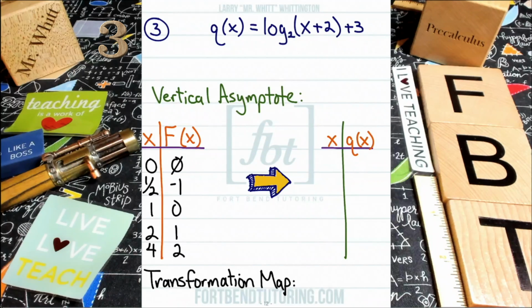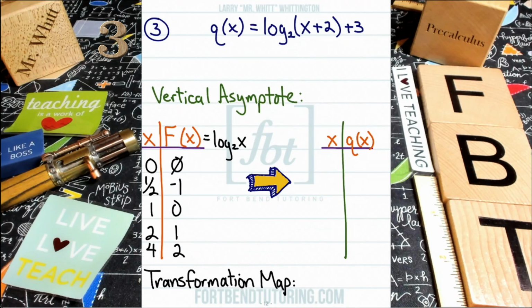So for instance, what you're seeing here on the left side, the XY chart that I gave you, is going to be basically the f of x, the parent function of log base 2 of x. That's what you have here on the left side. We're going to use this parent function in order to find out what the points should be using a transformation map for our new function q of x. Notice that that function is log base 2 of (x plus 2), plus 3.